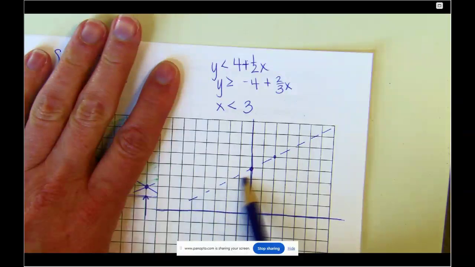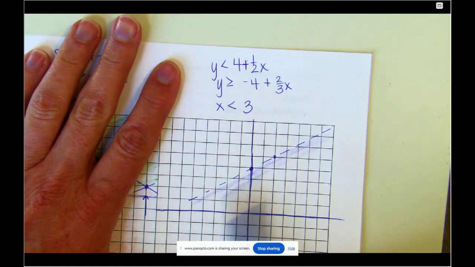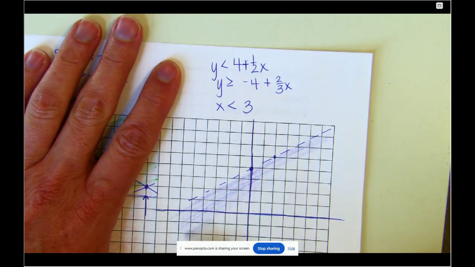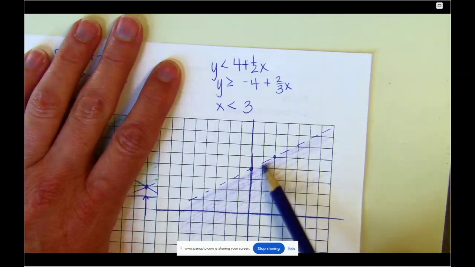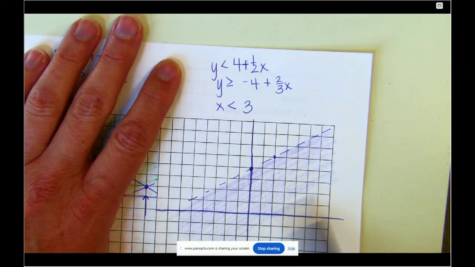Now, I saw several of you who were waiting until the end to shade. I would not recommend that. I would graph and shade, then move to the next one, graph and shade.